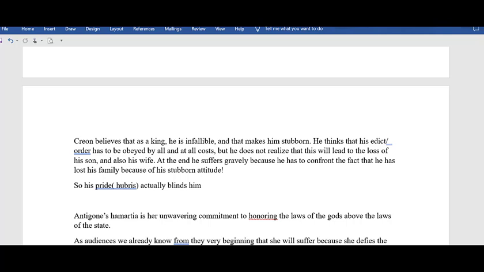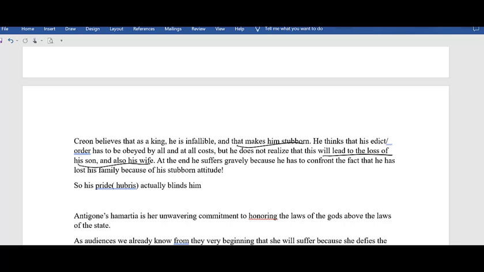So coming back to Creon's belief that he is infallible, Creon's pride. Because Creon has hubris, Creon has hamartia, the fatal flaw that he is infallible, that makes him very, very stubborn. He thinks that his order has to be obeyed by everybody at all costs, and therefore he does not realize that it will lead to the loss of his own son and also his own wife. He also suffers gravely because he has to confront the fact that he has lost his family because of his stubborn attitude, and the fact that his pride completely blinds him.